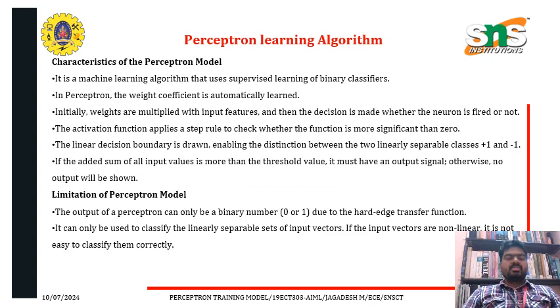The characteristics of the perceptron model: it is a machine learning algorithm that uses supervised learning as a binary classifier, and linear decision boundaries are drawn, enabling the distinction between the two linearly separable classes plus one and minus one. The limitation of the perceptron model is that the output of the perceptron can only be binary, that is either 0 or 1, due to the hard edge transfer function.